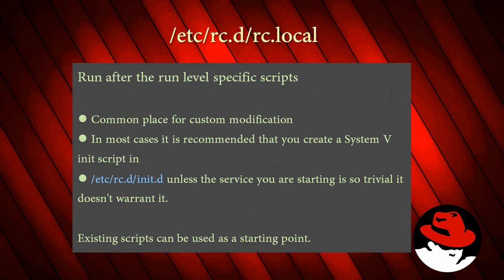Then there is another file called rc.local, which is executed after the run level specific scripts are loaded. It is a common place for custom modification. In most cases, it is recommended that you create a systemd init script in this file. Init.d, the daemon file for the init parent process, is used unless the service you are starting is very important, and it doesn't guarantee it. Existing scripts can be used as a starting point for this local script.